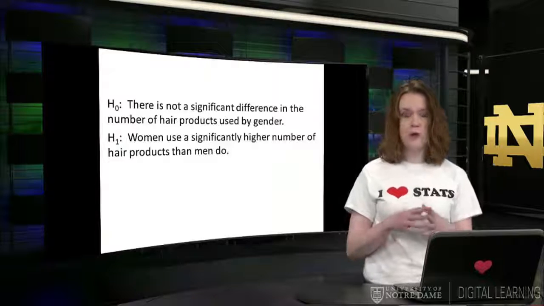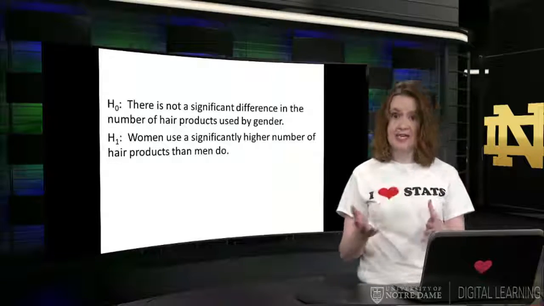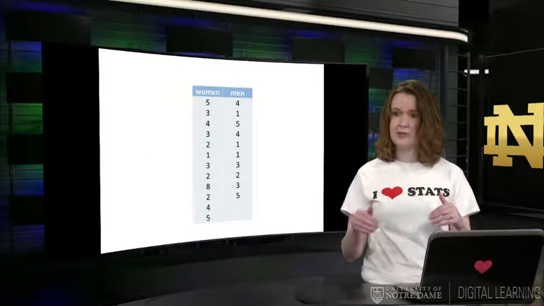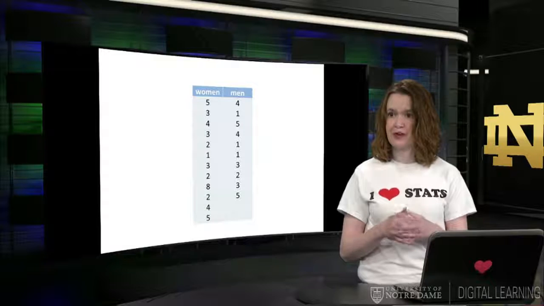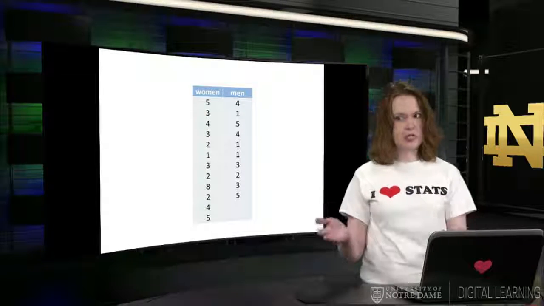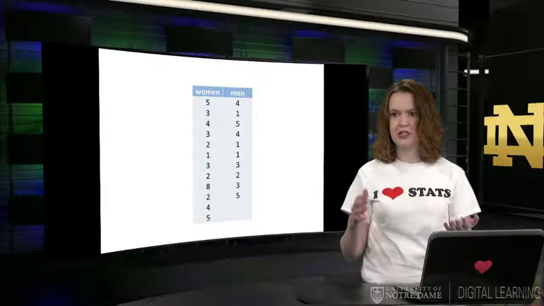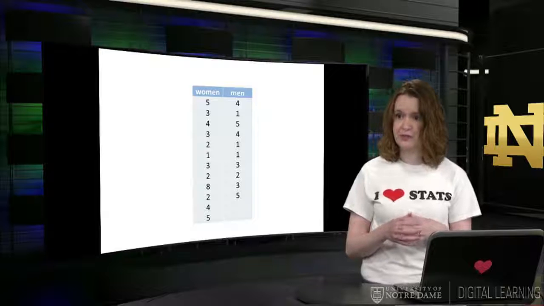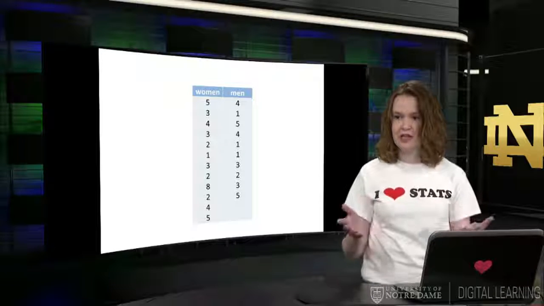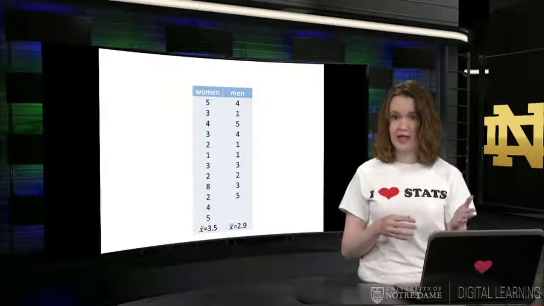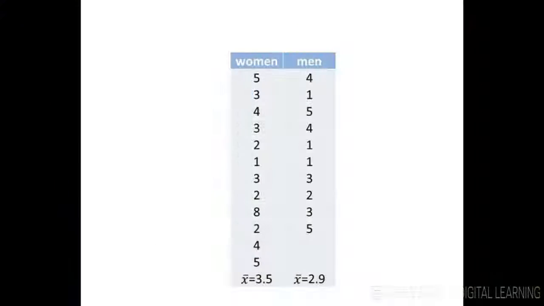Okay, so now that we know what we're testing, let's go ahead and look at the data and see where to start. So we just asked some men and some women, how many hair products do you use on a regular basis? So for women, it ranges from 1 to 5, and then there's an 8 in there. And then for men, it ranges from 1 to 5. So we'll just see what the mean is for each of these groups. This is something you already know how to do. We're not going to test you on it again. So let's just see the mean for women and men. It's 3.5 for women, 2.9 for men.